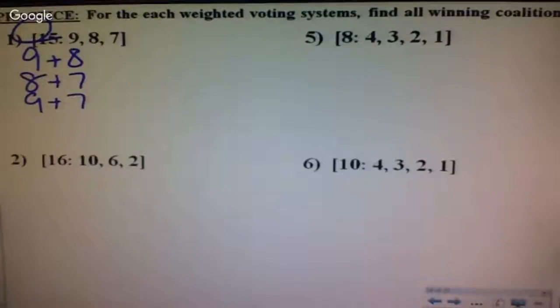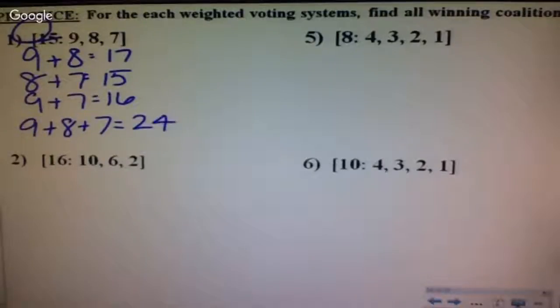Okay. So this gives me 17. This gives me 15. This gives me 16. Each one of those can win. So those are all my groups of 2s. My last coalition is always the grand coalition. If I pair all 3 of them together, that gives me 24. They also win.